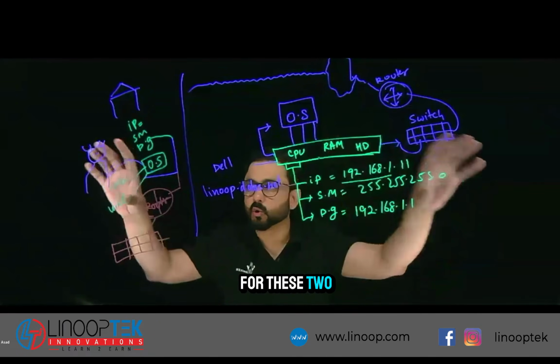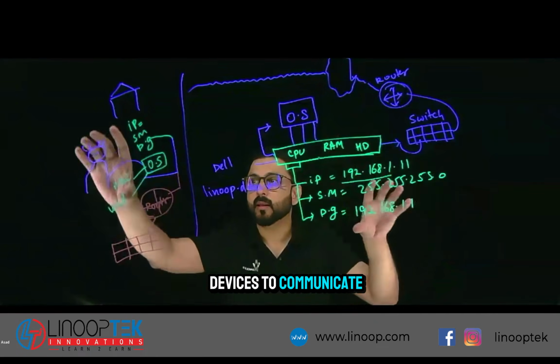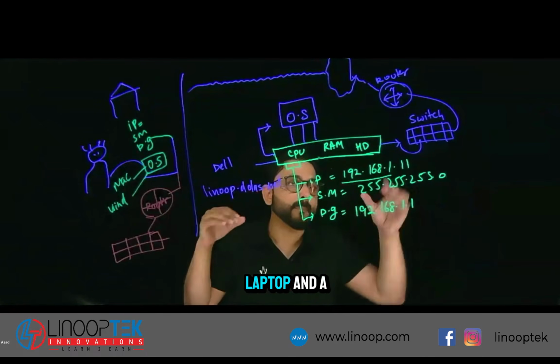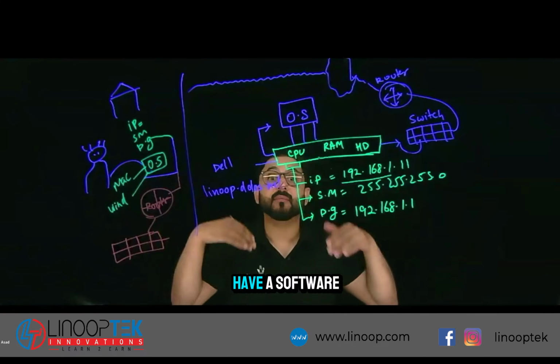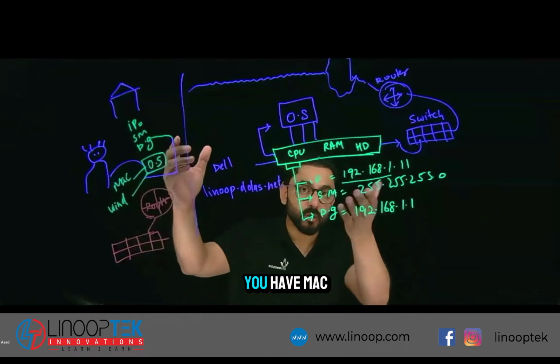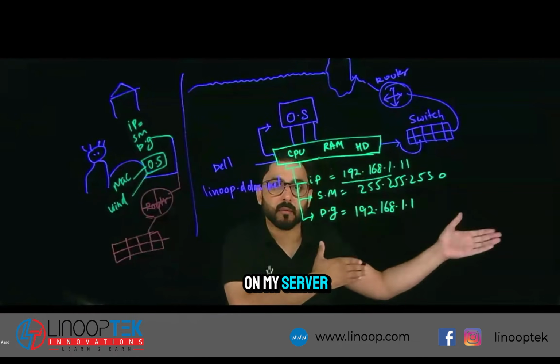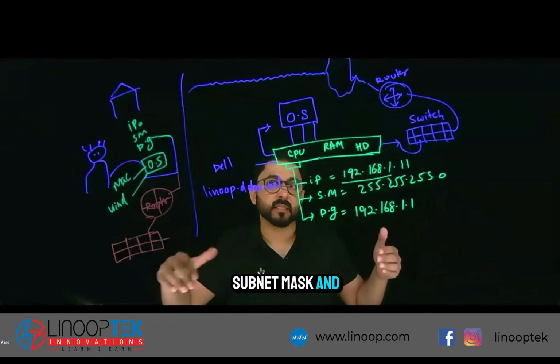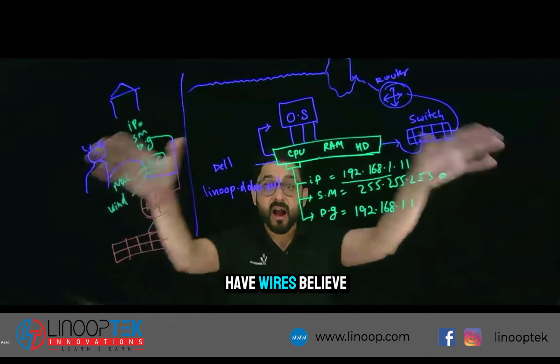And then we have software over here, the operating system on both ends. In order for these two devices to communicate, they have to have the physical layer, which is the laptop and the server on my end. They have to have software, which is the OS layer, the operating system. In your case, you have a Mac or Windows. In my case, on my server, I have Linux running. And then you have networking: IP address, subnet mask, and default gateway. And then you have wires.